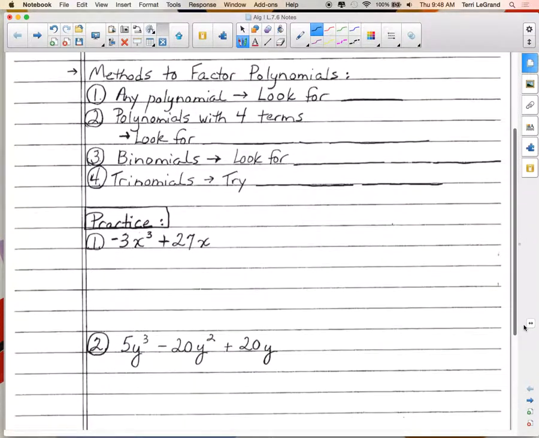So here's the things that, first and foremost, number one, always, always, always look for a GCF. See if you can GCF it first. Just make that your first step. Not every polynomial has a GCF. You are not going to be able to use the GCF method for every polynomial, but you are going to check it out to see if you can, okay?